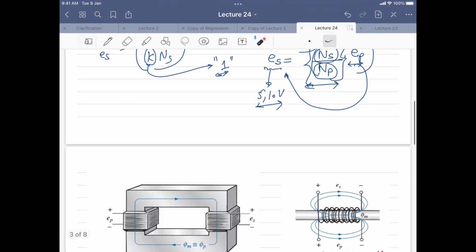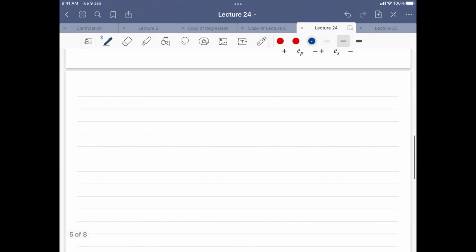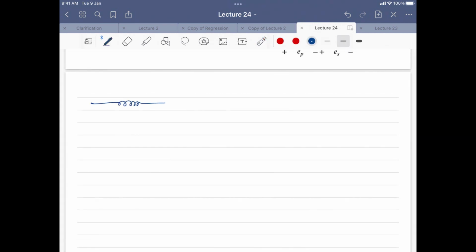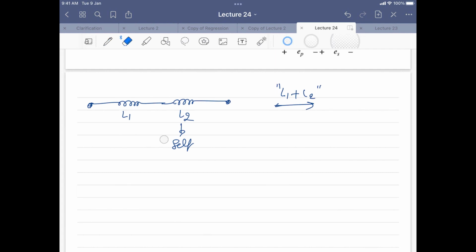So now, if you have a circuit like this, earlier we used to ask what is the equivalent of this L1 and L2? L1 plus L2, right? So earlier we used to do like this, and L1 was the self inductance, L2 is also a self inductance, and both of them were in series. So we used to write like this, but now we will not write like this, because now we will have a mutual inductance which is coming into play.